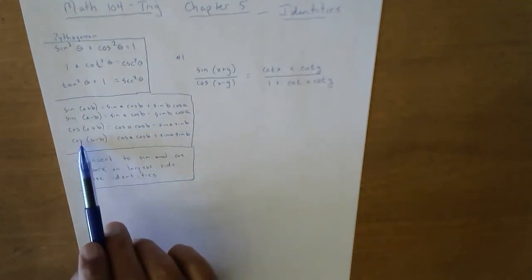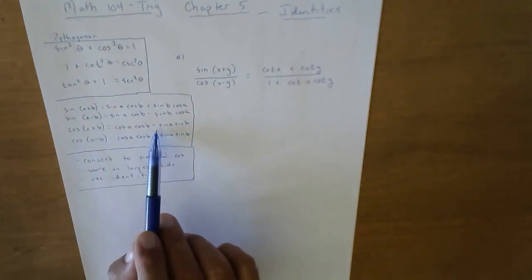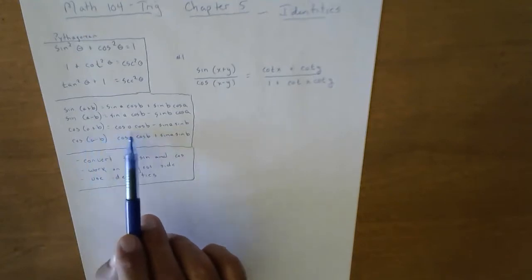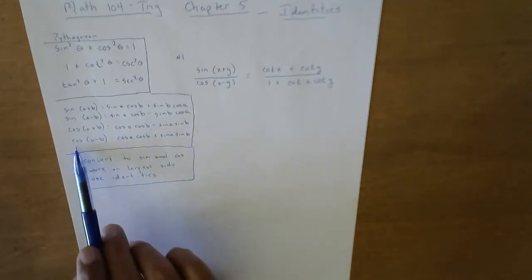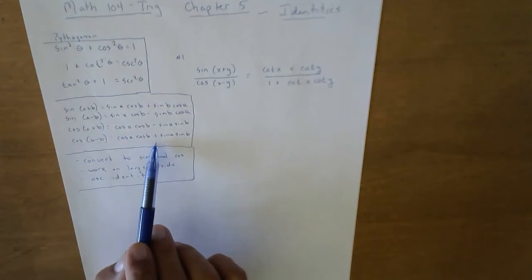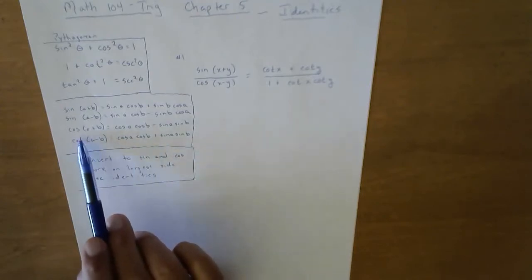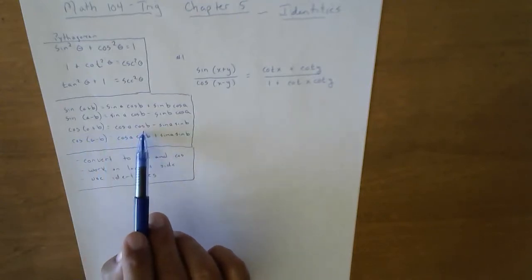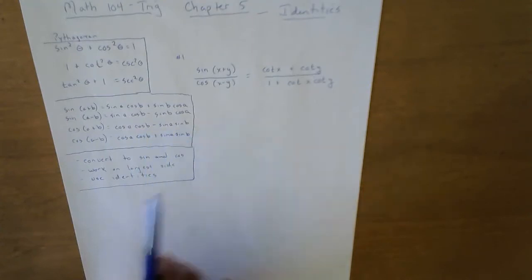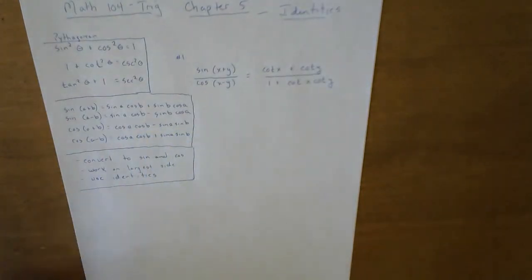When it comes to the cosine ones, I know the signs are the opposite. So when I have the cosine of the sum, it's a minus. When I have the cosine of a difference, it becomes the plus. As you can see in the cosine, it's cosine of the first, cosine of the second, minus sine of the first, sine of the second. So I start making a list of some of the identities that I know are most popular.